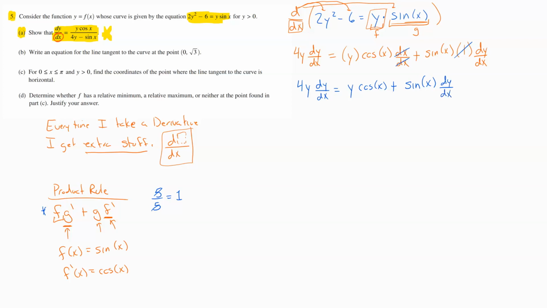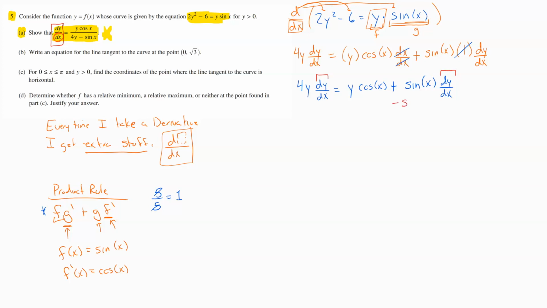So the rest of the problem is really just a big algebra problem. We need to solve this equation to get dy dx by itself. That's what we're trying to solve for here. And the way you do that when you've got multiple dy dx's in a problem is you get everything that has a dy dx on one side of the equals, and everything that doesn't have a dy dx needs to move to the other side.